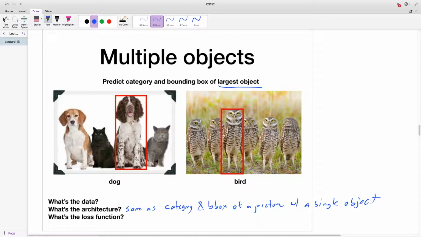And this is not going to be the case when we get to multiple objects. And that's really the trick of multiple objects, is figuring out how to correspond the objects in the ground truth, the picture, with what your neural network is outputting.